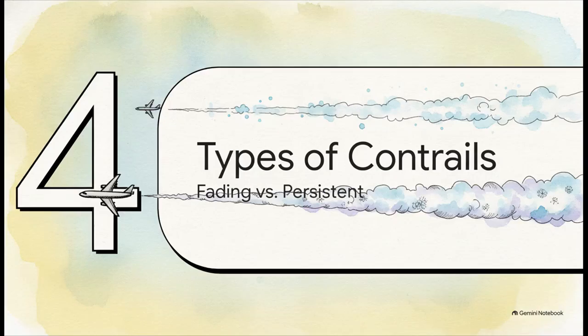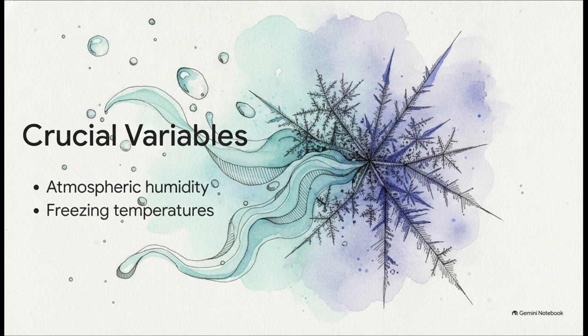Part 4. Fading versus persistent contrails. Now, if you're a keen observer of the sky, you've probably noticed that not all contrails act the exact same way. Some vanish almost as quickly as they form, while others stretch from horizon to horizon, lingering for hours. So why the difference? Well, the fate of an ice crystal in the upper atmosphere is dictated by a few invisible but absolutely crucial atmospheric variables.